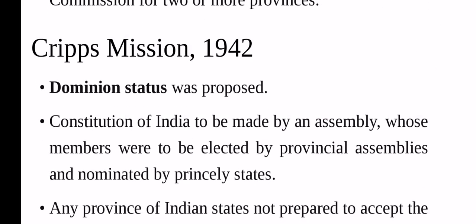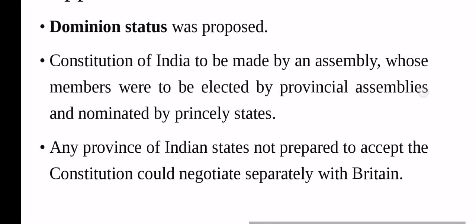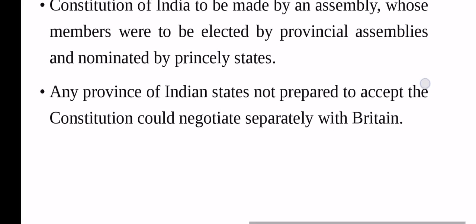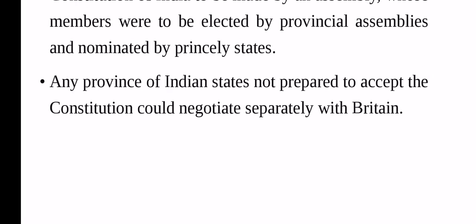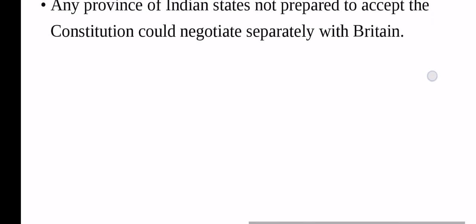Cripps Mission 1942. Dominion status was proposed. Constitution of India to be made by an assembly whose members were to be elected by provincial assembly and nominated by princely states. Any province or Indian state not prepared to accept the constitution could negotiate separately with Britain.